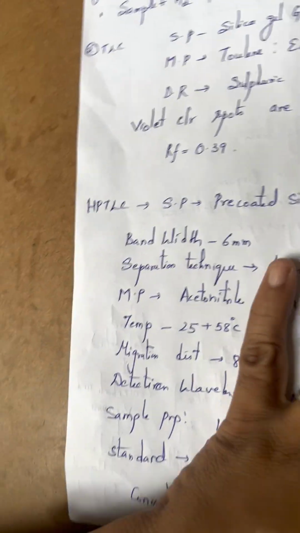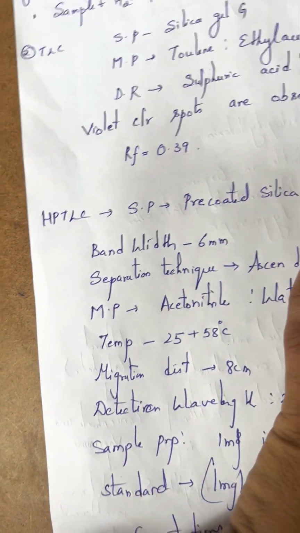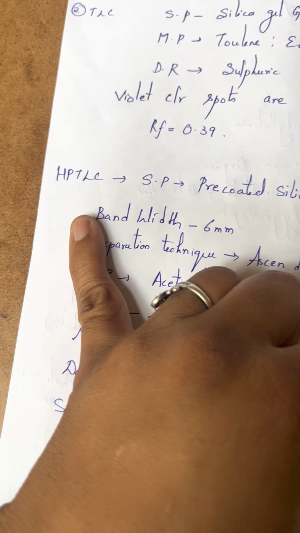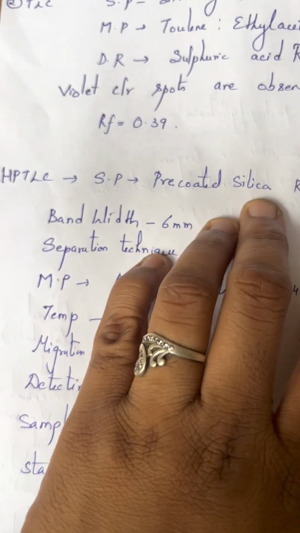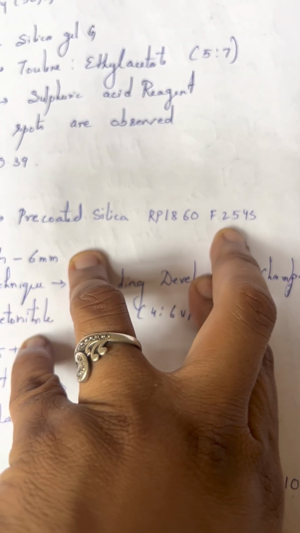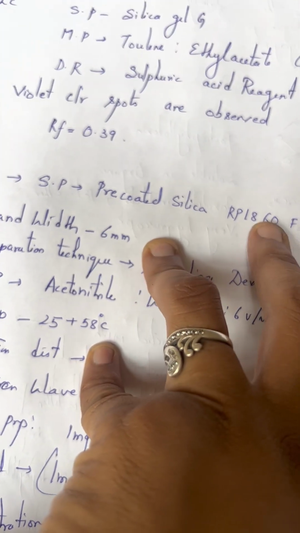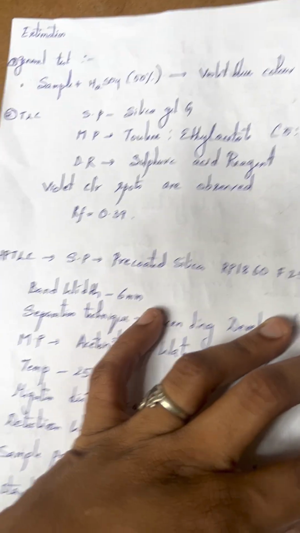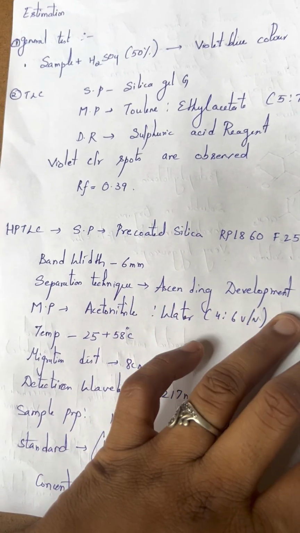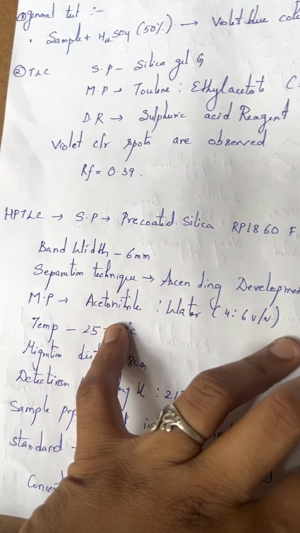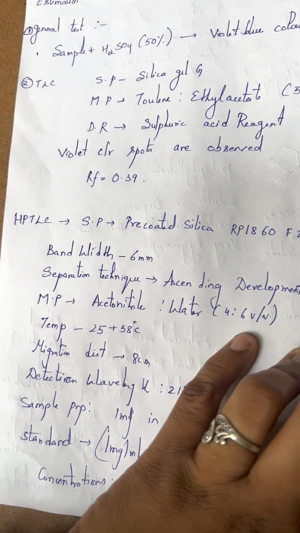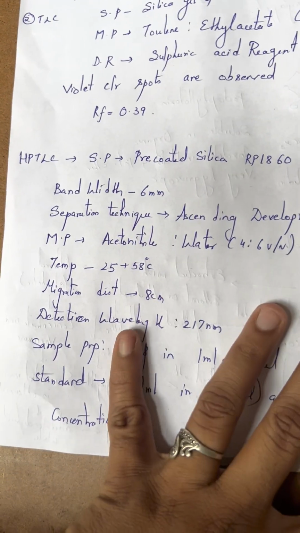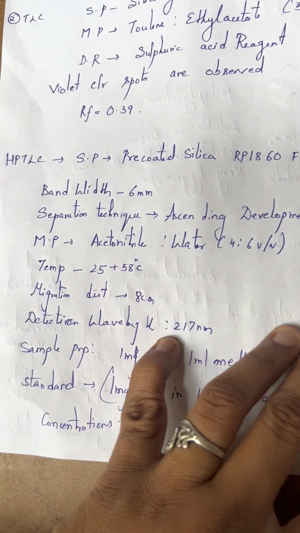Okay, next one is the HPTLC, which is quantitative as well as you can go for the quality. So both you can estimate in the HPTLC method. Here the stationary phase is pre-coated silica reverse phase RP-18 F254S, that is the stationary phase name, and next bandwidth is 6 mm, and the separation technique is ascending development chamber. Next mobile phase is acetonitrile to water 4:6, and the temperature should be 25 plus or minus 5 degrees centigrade. Migration distance should be 8 centimeters. Next detection wavelength is 271.